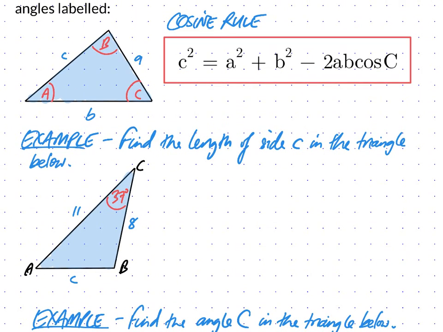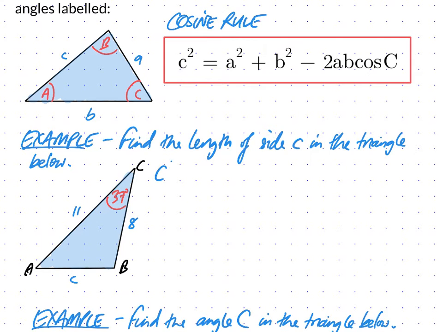So we're going to use it for this first example here. Find the length of side C in the triangle below. Do we have the situation of two known sides and an included angle? Yes, so we can use it to find the side length of C.